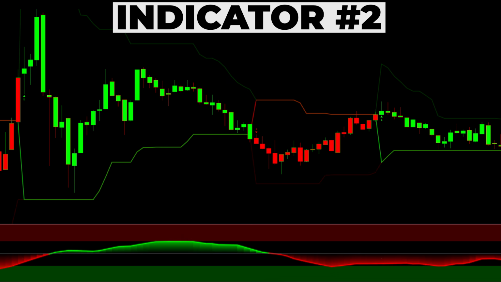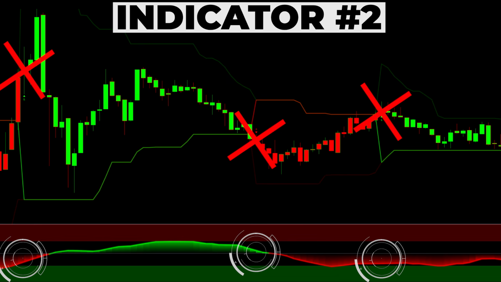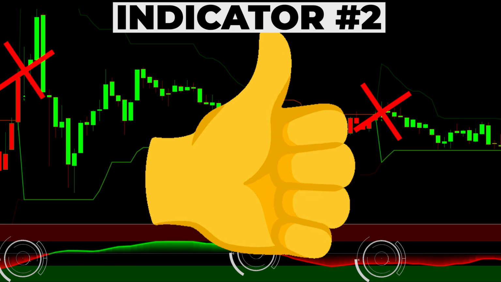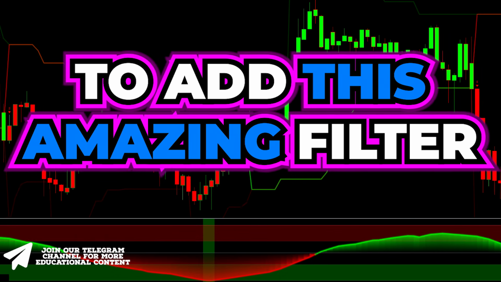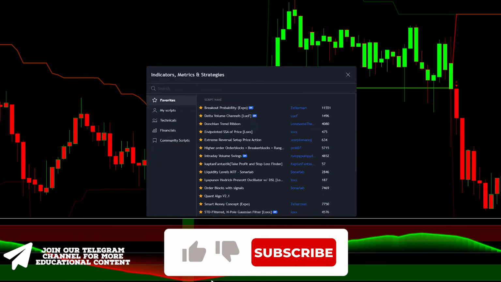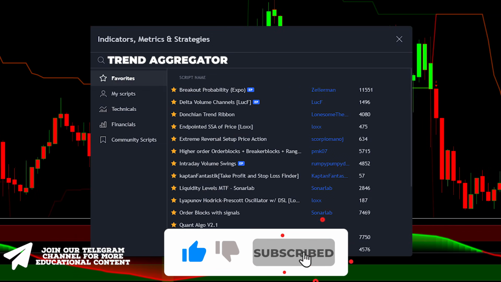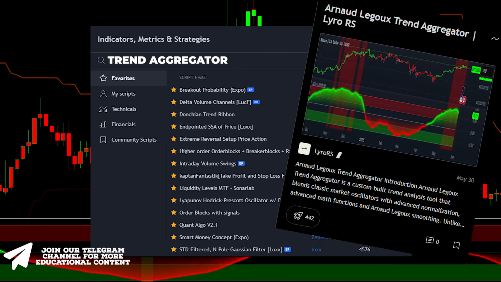And now, you'll get far fewer fake signals than before, thanks to this indicator. We'll present the backtesting evidence a bit later. To add this amazing filter, go to the Indicators tab, search for Trend Aggregator, and opt for the following indicator.